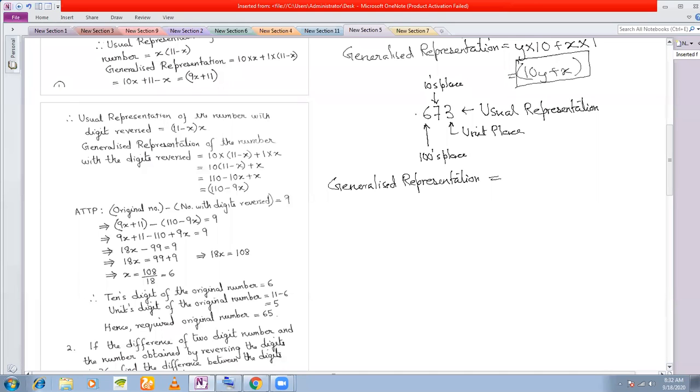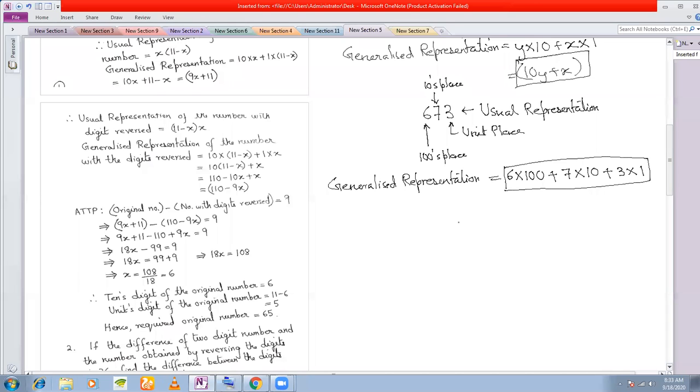The generalized representation of 673: the digit 6 is in the hundreds place, so you multiply 6 by 100. Then you give a plus sign. 7 is in the tens place, so you multiply 7 with 10. 3 is in the units place, so you multiply 3 with 1. This gives us our generalized representation of 673.